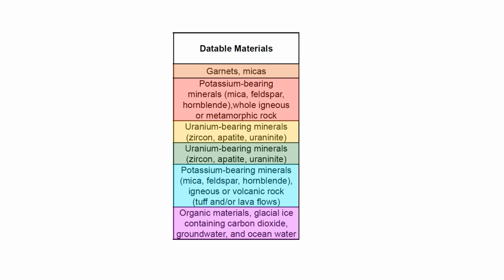Finally, the last column, we have datable materials. Where are we going to find this isotope? So like garnets, micas, organic material for carbon, here we see glacial ice, things like that. We have potassium-bearing minerals for potassium, uranium-bearing minerals for uranium, and so on.